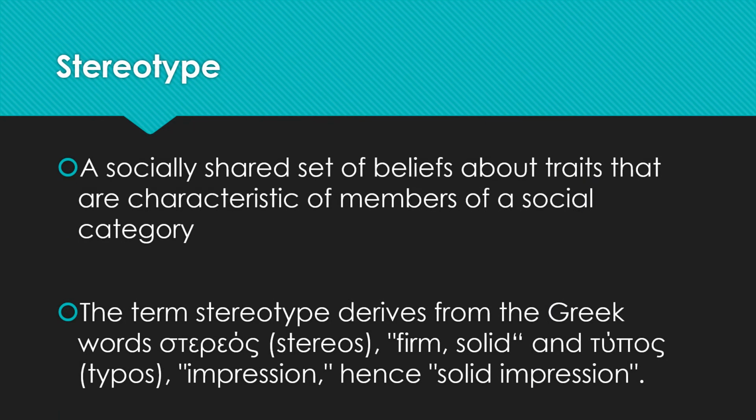Stereotype is a socially shared set of beliefs about traits that are characteristic of members of a social category. They ignore unique identity, which is why it is considered as a form of discrimination. They are considered as exaggerated beliefs and generalizations without allowing individual personalities, which create positive and negative acceptance and effects to different groups.